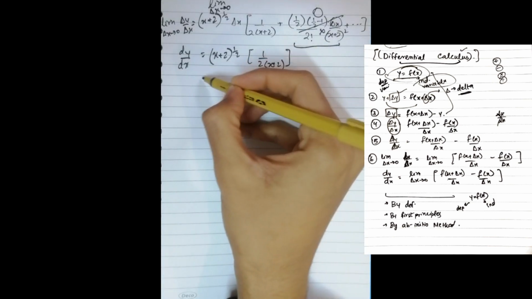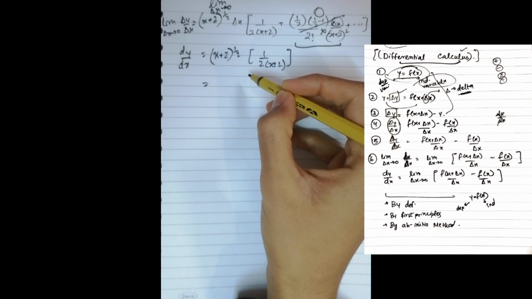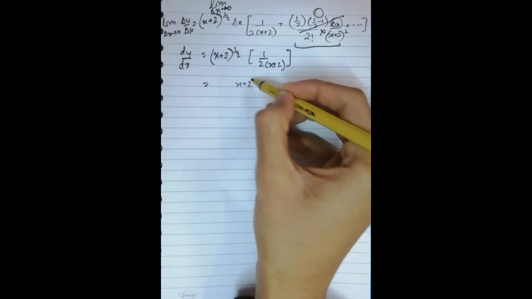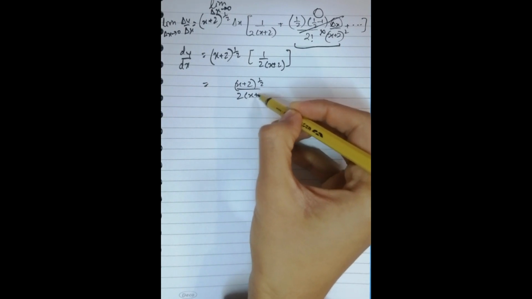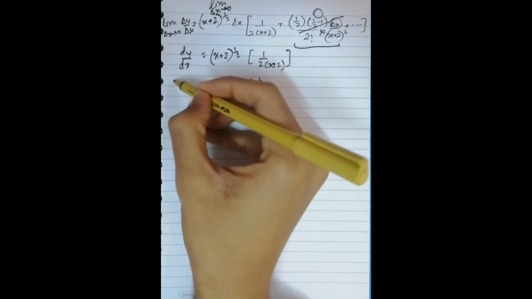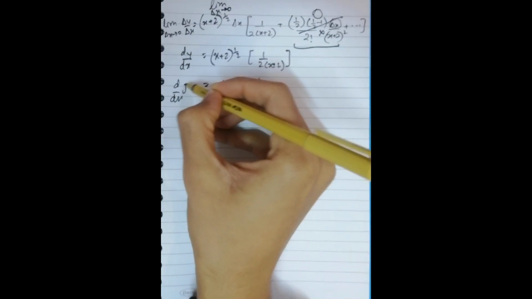So this remains. And what is the answer? Yep, 1 by 2 times (x plus 2) to the power 1 by 2, that is 1 by 2 root of x plus 2. Okay, so this is the required derivative of the function root x plus 2.